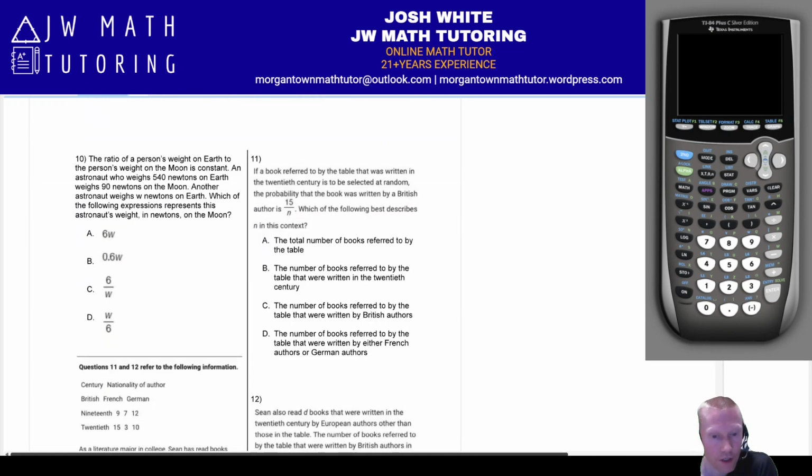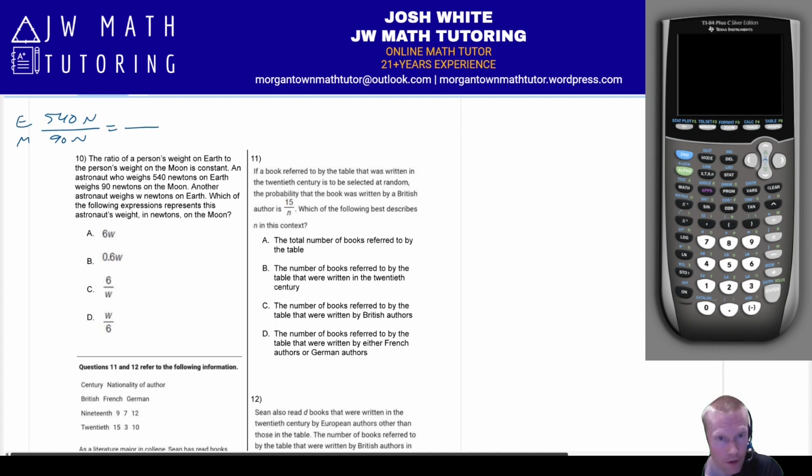Now, moving on to question number 10. This one, there are technically two ways you could do this. So the first way would be to set up a proportion where we would say weight on Earth, 540 newtons, weight on the moon, 90 newtons. Okay, so Earth is on top, moon weight on bottom.